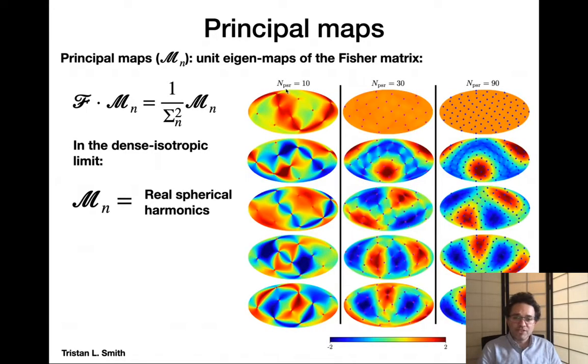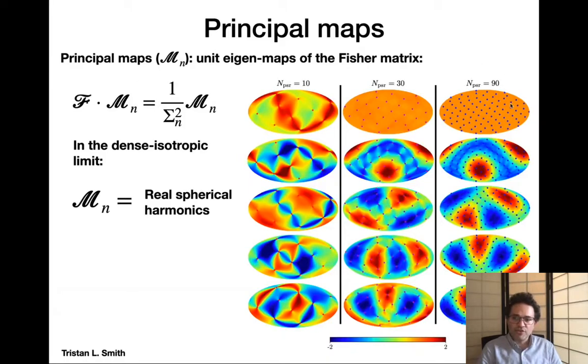So if we imagine having a PTA that has 10 pulsars quasi-isotropically distributed on the sky, these are the first 5 principal maps. And the structure is not really recognizable, but these turn out to be the eigenmaps of the Fisher matrix for this PTA.